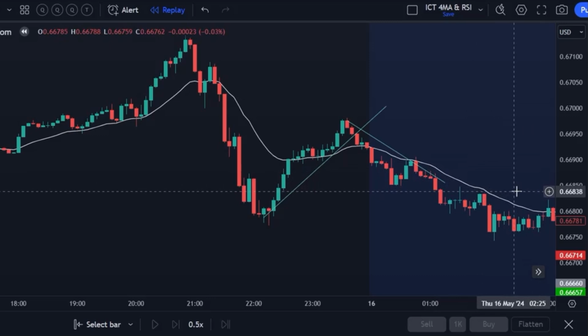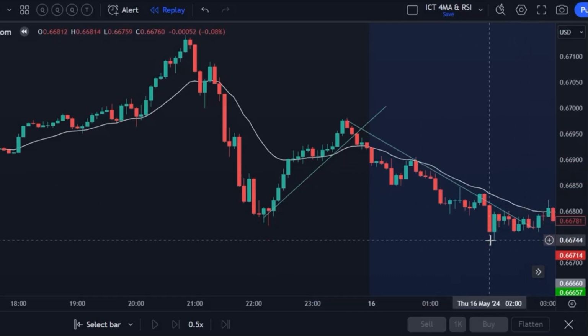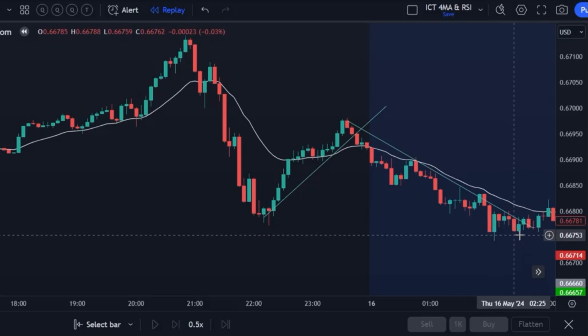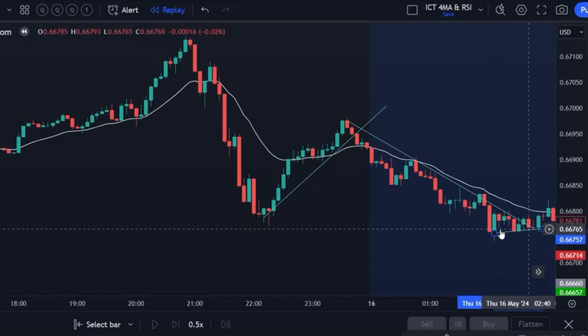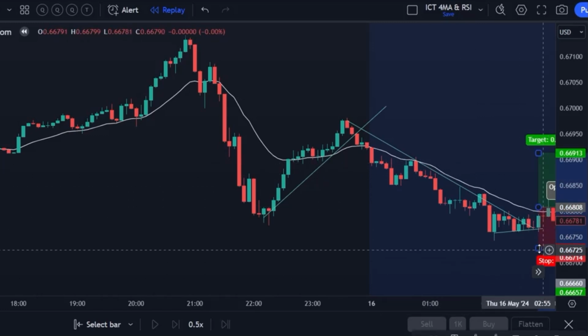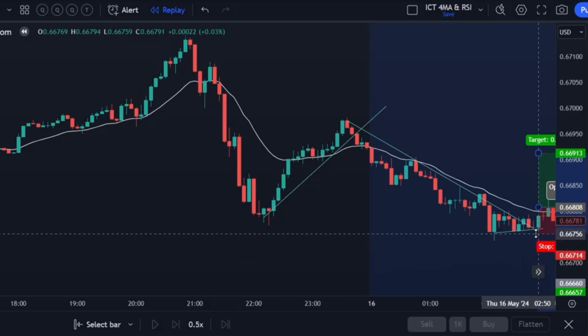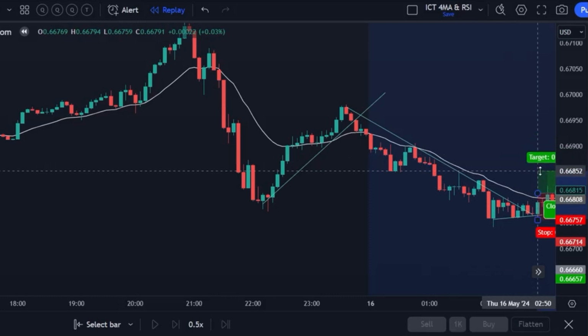After 2 o'clock, we have a break of this trend line, and we have 1, 2, and 3 trend line touch. We also crossed the 20 EMA. That is an entry. Our stop loss is below the second swing low. Take profit is above that liquidity area for 1.5.